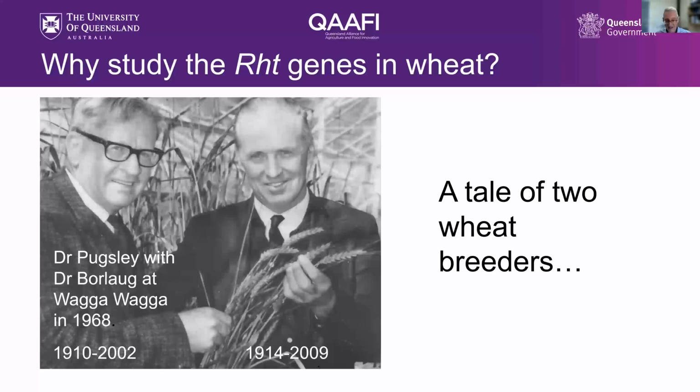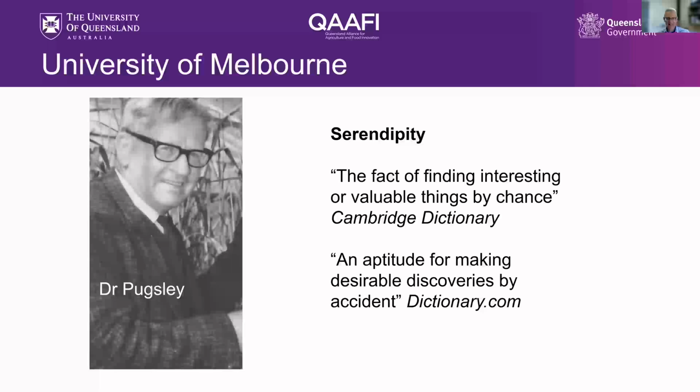Dr. Pugsley was getting material sent to him from Dr. Borlaug with the RHT genes, and he was working at the Australian level and incorporating that. So you can see they were about the same vintage, good friends, collaborators, and it really was a tale of two wheat breeders. Now, Dr. Pugsley had a few favourite things, and one of them was serendipity.